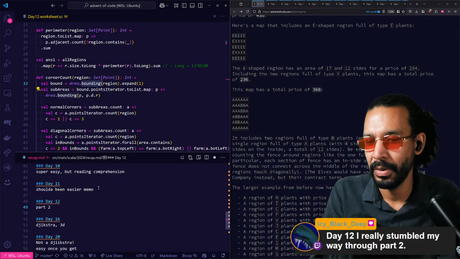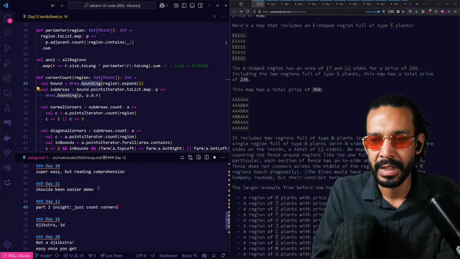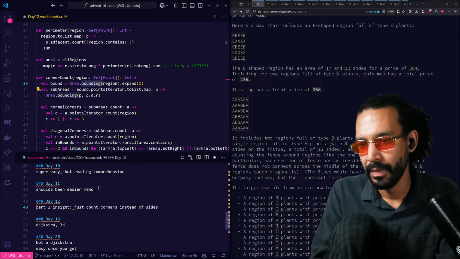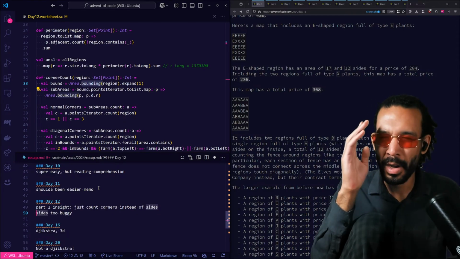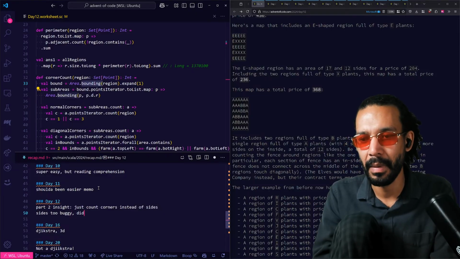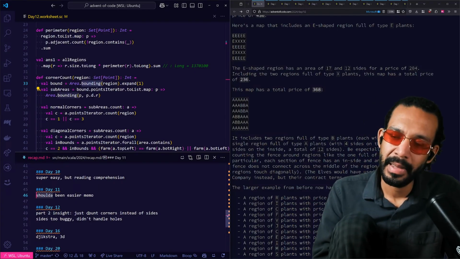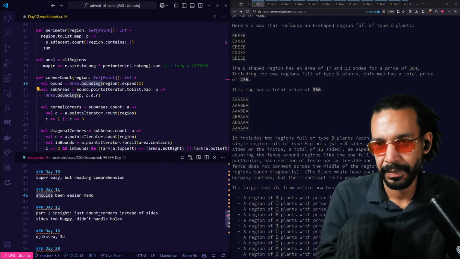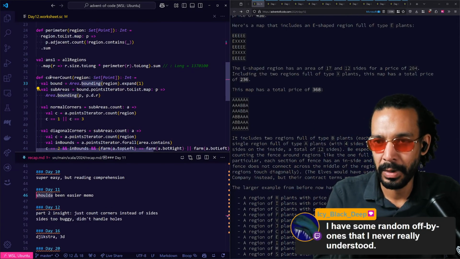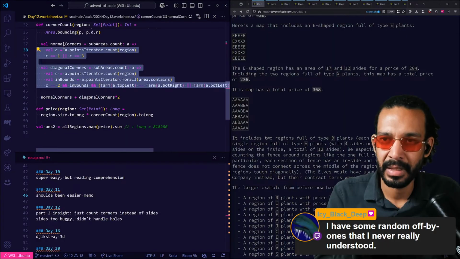Yeah, part two. So I needed the insight, just count corners instead of sides, because my sides was so buggy. And then when I counted the sides by walking around, it didn't handle holes. And I strayed away from the corners because I felt like, oh, you have to search the whole thing. But I mean, once I started implementing corners, it was easy. This is so much easier to implement than counting the sides.